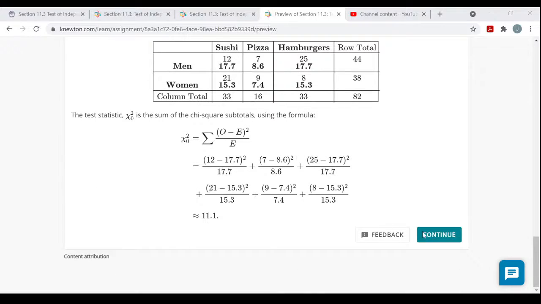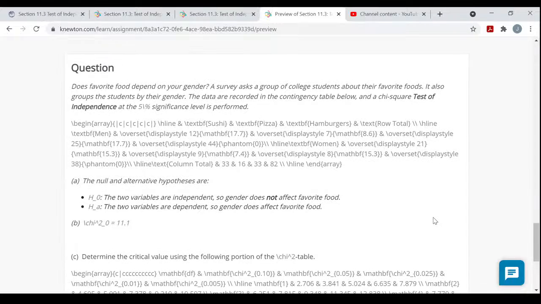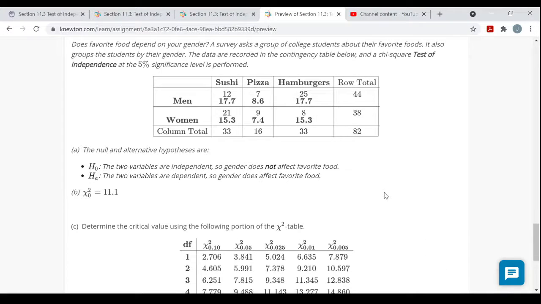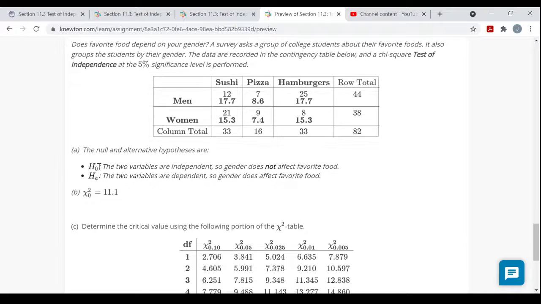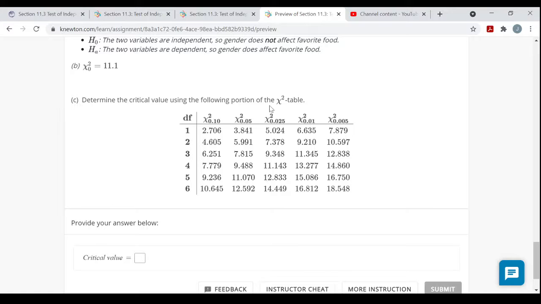All right, so we got the test statistic, and then they're going to ask us for a critical value and degrees of freedom and all this stuff. So, now we've got the hypothesis set up. We have our test statistic. Now we're asked to use this table to determine a critical value for this test. All right, so back to my paper.